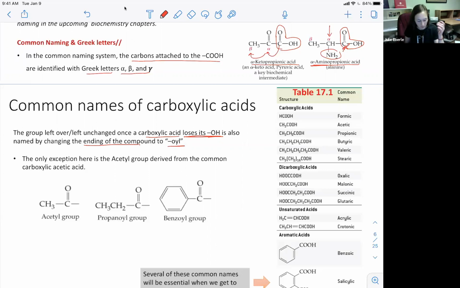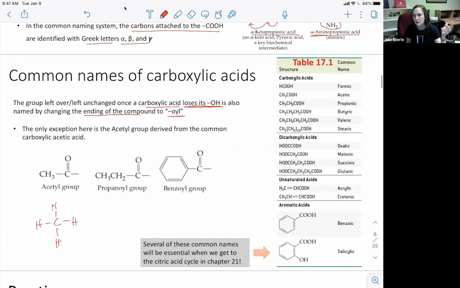Just the same way we would take methane. You're familiar with this principle, it's just a little different. When I first introduced alkanes to you, I said if we start removing a hydrogen, now we have a methyl group or an ethyl group or a butyl group. We just put YL on the end. Same idea here, it's just OYL. We take off the OH group, and now these are all substituent groups that could be bonded to other molecules. So we just call them a propanoyl group or a benzoyl group.